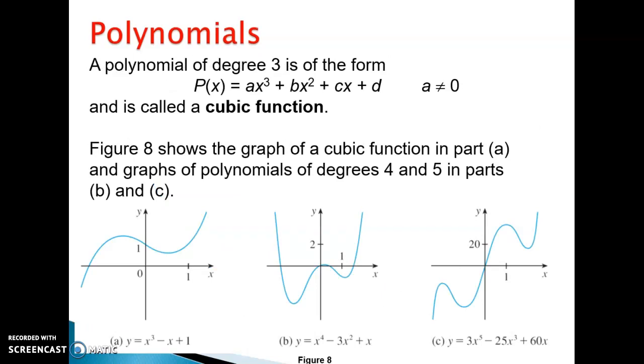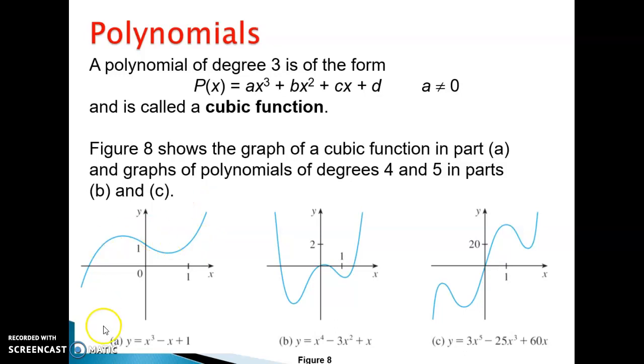Polynomials of degree 3 are called cubic functions. They look something like this: ax cubed plus bx squared plus cx plus d, where a, again, cannot be 0, otherwise it would be a quadratic and not a cubic. Cubics have a general kind of S-shape.